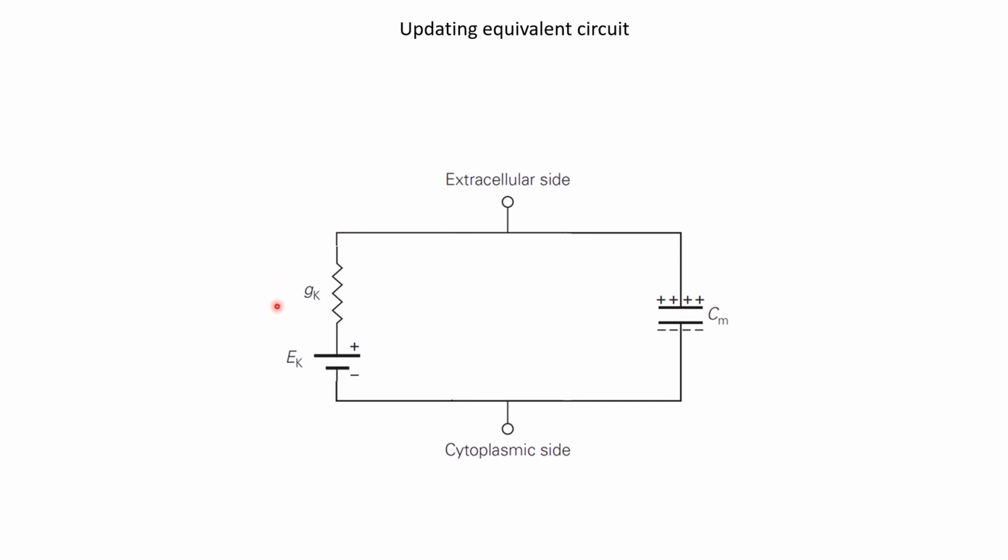So the resistance or conductance for potassium and the battery for potassium are in series, and this is for one particular ion, potassium. Now let's think about how we will incorporate different ions.